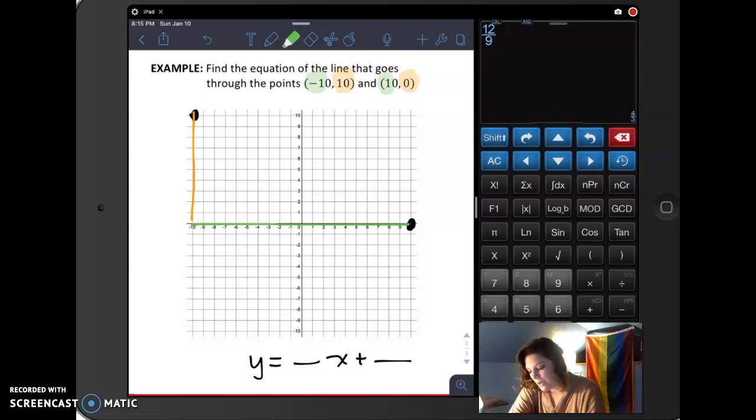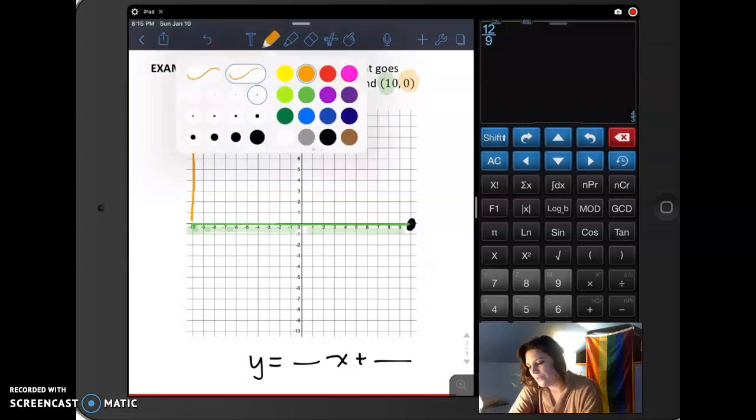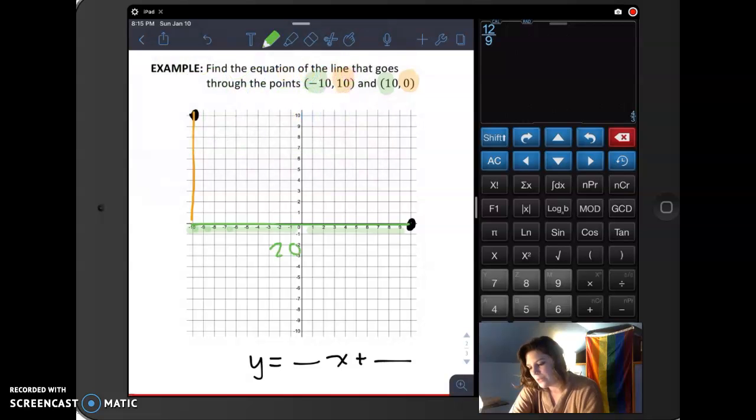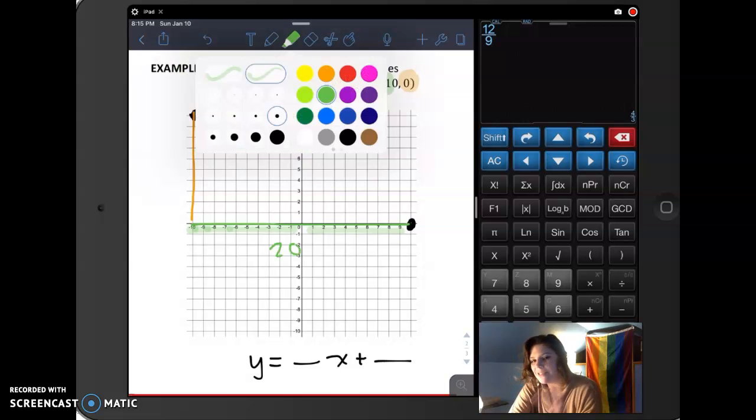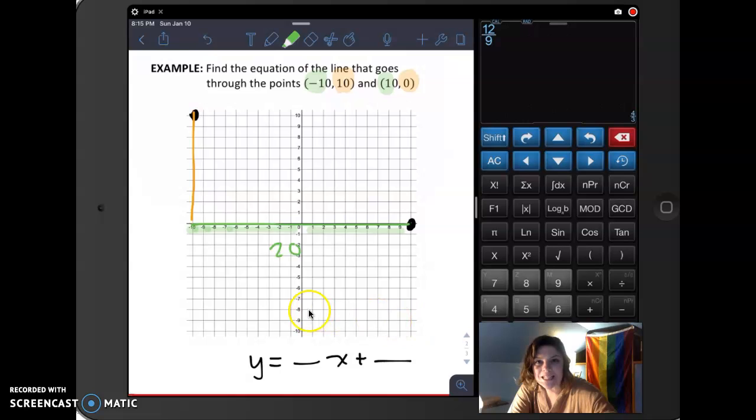Now, I could count 1, 2, 3, 4, right? Go through all of them, but I know that it's 10 here and 10 here. So that's a total of 20. That's where I was saying you can use what you can see on the graph instead of having to count all of them. And then I'm about to run out of time.